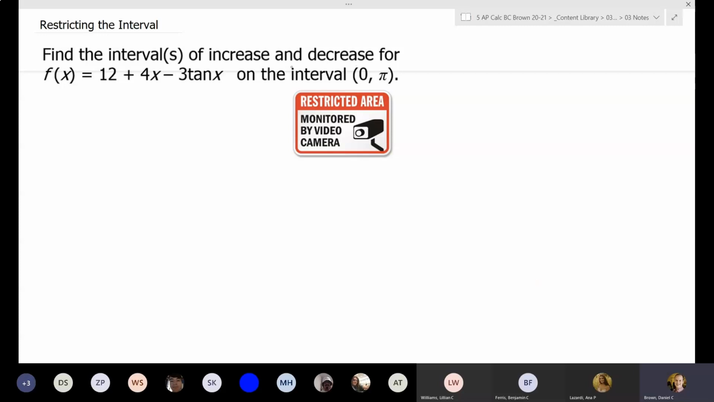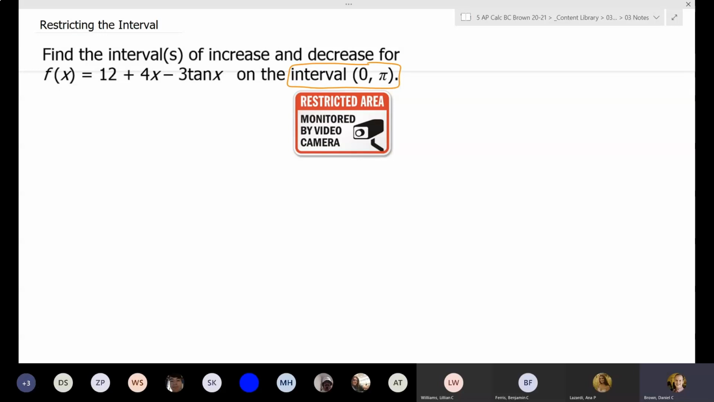For trig, I will always give you an interval. The AP exam will do the same thing. You know trig is repetitive, it's periodic. So you often want to just talk about what it is doing between some starting point and some ending point. So again, if it says find the intervals for increasing and decreasing, that should tell you that there's a process you need to go through.